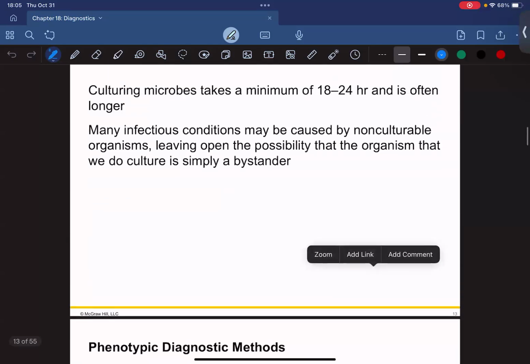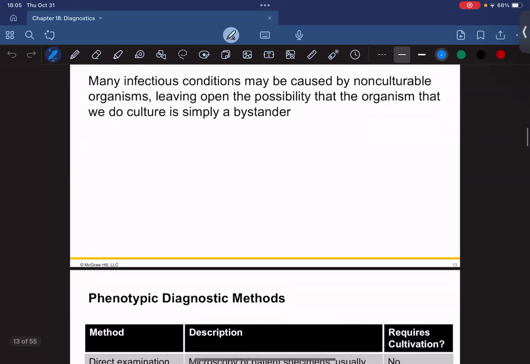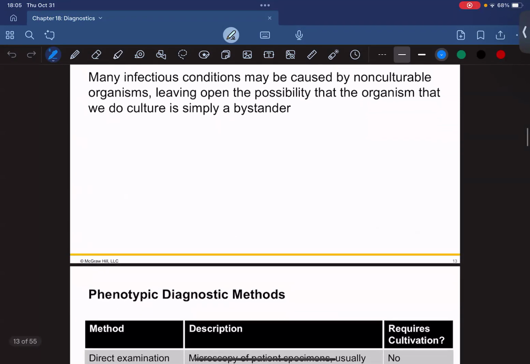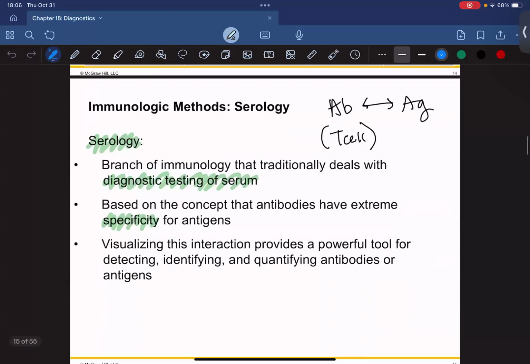And it also says many infectious conditions may actually be caused by non-curable organisms. So this basically can cause some wrenches to be thrown into the mix if you're trying to treat someone's illness, because it's not always as simple as just getting a diagnosis with something and treating it with antibiotics, right? But these are our summaries of our phenotypic tests that we just talked about.